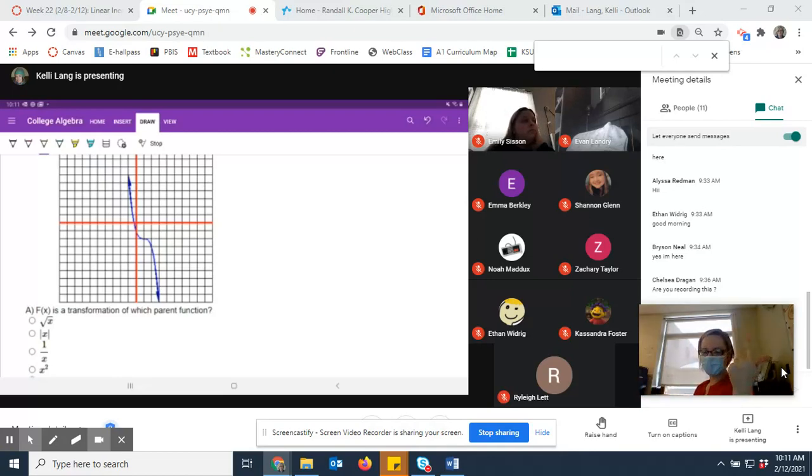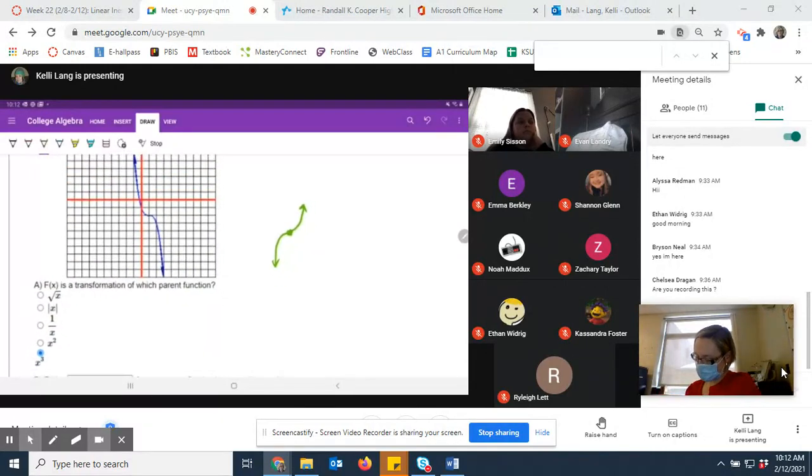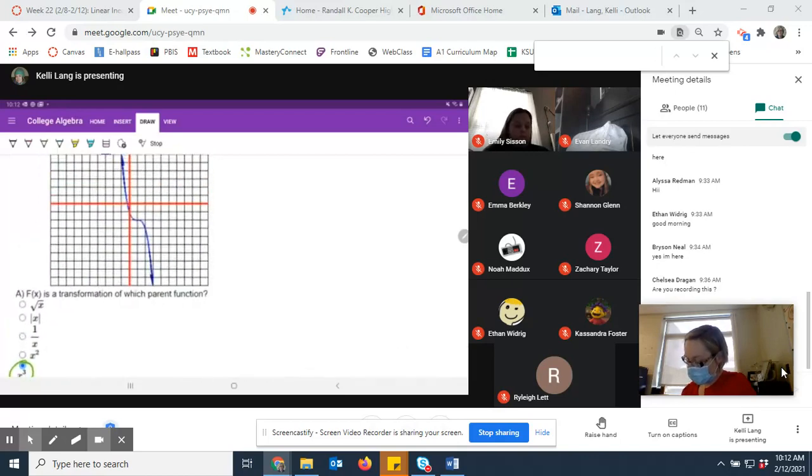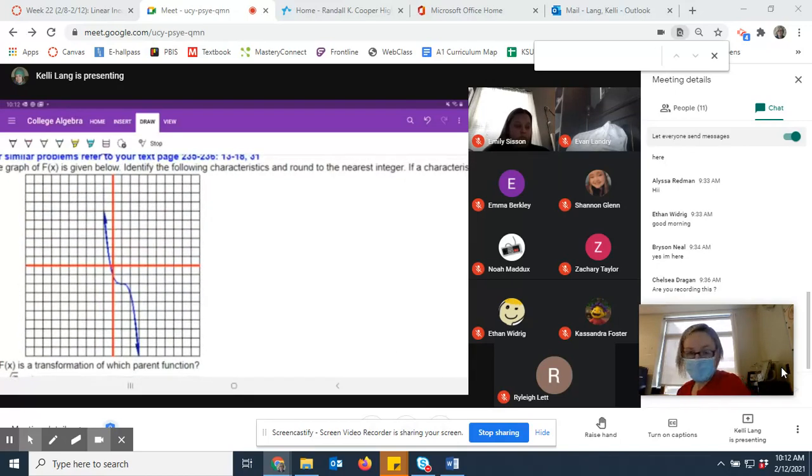Is it x, x squared, x cubed, square root of x, absolute value of x, 1 over x? This is our x cubed. And x cubed starts like this, and it goes through the origin. So select this option right here. The next few parts could be a little tricky. Oh, they want us to come up with the formula for this one. So we have to think about what happened to get our function to this spot right here.